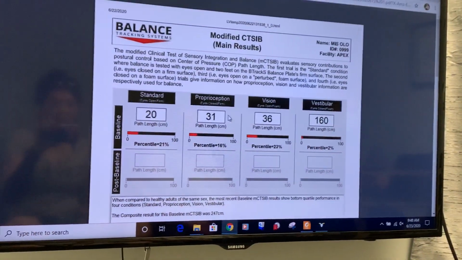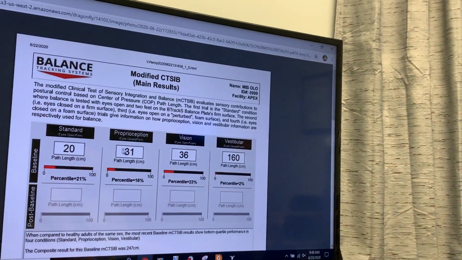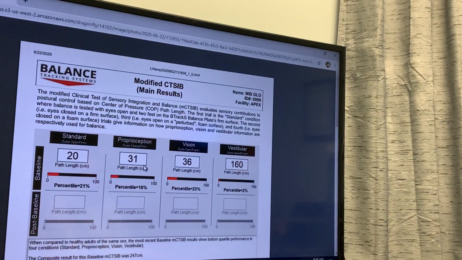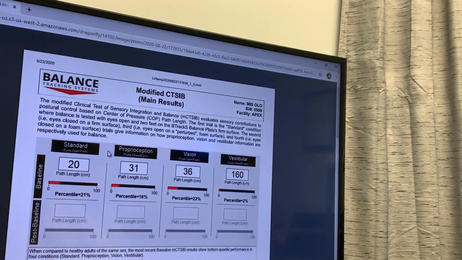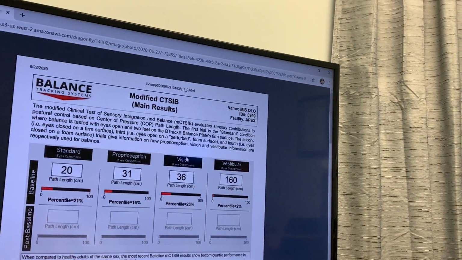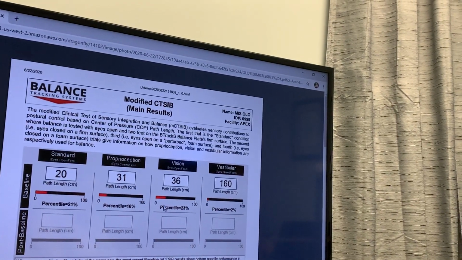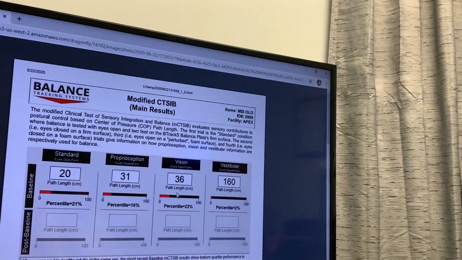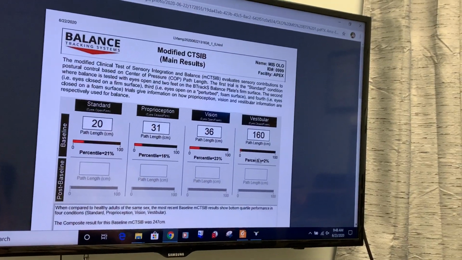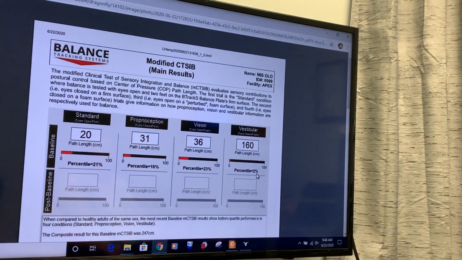So the fact that we're looking at 16th to 21st percentile on a stable surface with your eyes open and eyes closed, we've got some work to do. Those numbers will come up. We just got to put the work in and get it done. Unstable surface, 23rd percentile compared to your peers, eyes open. Once you close the eyes, that's where it really broke down. You went down to the 2nd percentile.